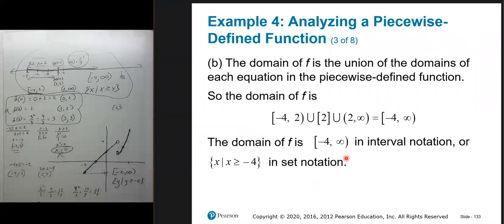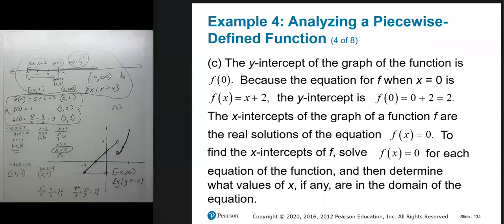So they give us the interval notation. They give us the set notation. They say set notation. I say set builder. Means the same thing. When you're using set notation or set builder notation, you're using the braces and stating a specific condition or conditions. All right, so letter C, what was letter C?